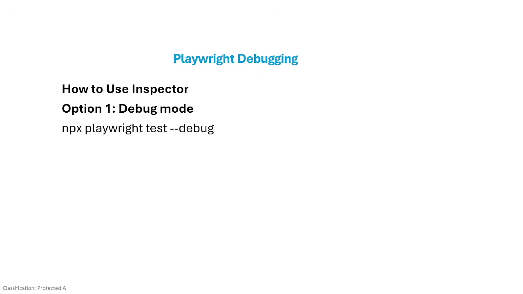How to use the inspector? Option 1, debugger mode. Type this command in the terminal. Option 2, add a breakpoint in the code. Put the await page.pause() call.